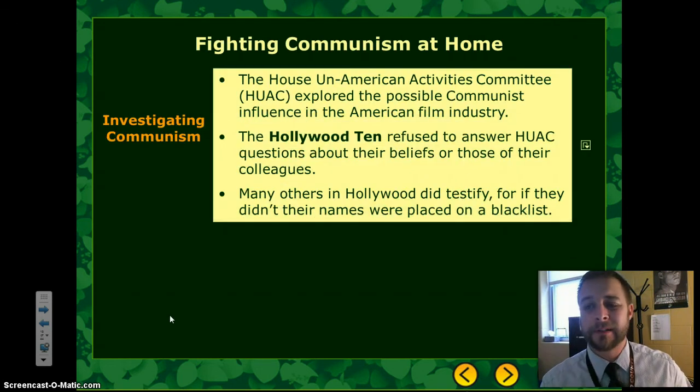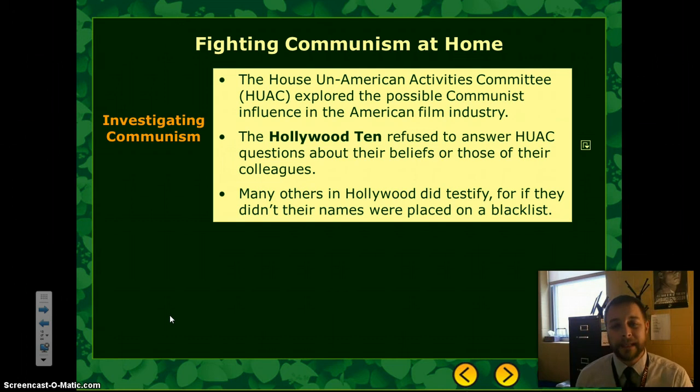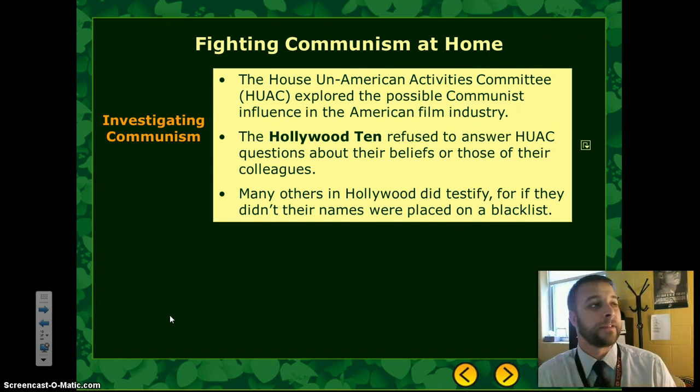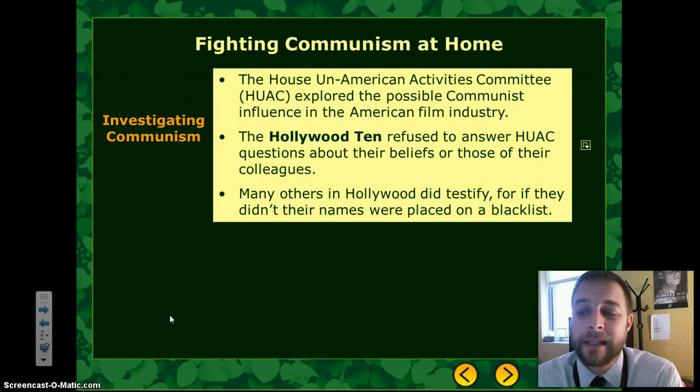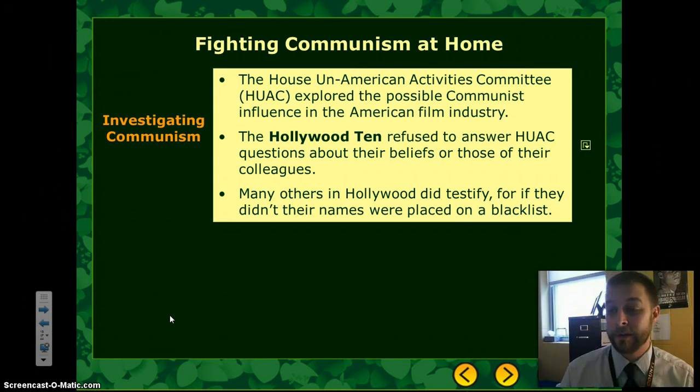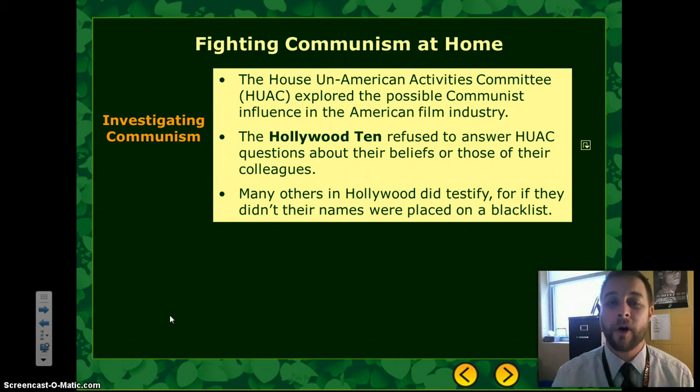All right, so HUAC we talked about, and it specifically focused on the film industry in Hollywood. In fact, they call numbers of Hollywood actors, mostly directors and screenwriters, in front of the committee to testify against themselves or against others in Hollywood. The Hollywood 10 are 10 of these people that refuse to answer questions about their beliefs or those of their colleagues. And the Hollywood 10 and many others in Hollywood basically are blacklisted. In other words, they're never going to get a job after this period. So many sacrifice their career and their well-being to defend their own and their associates' rights to be part of any organization.